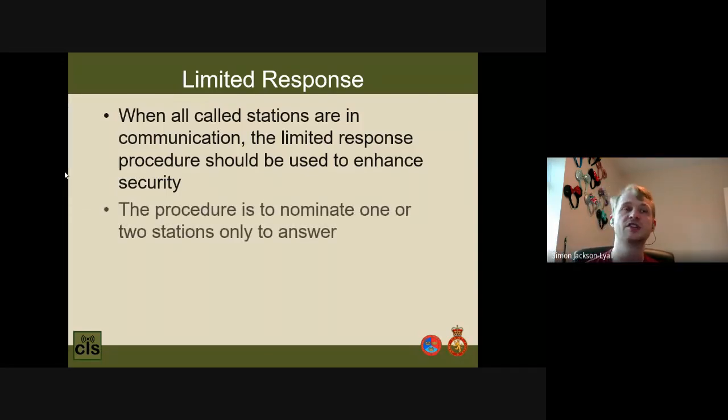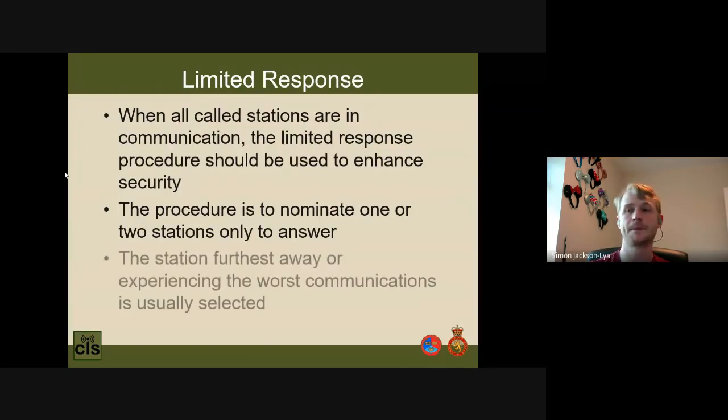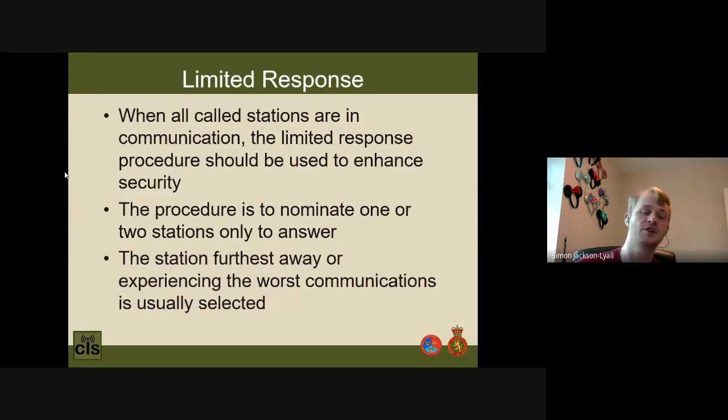So what we could do is just nominate 1 or 2 stations only to answer. If we want to give a message to a group of people, then we might just nominate a couple of stations to answer. And normally you would choose the station furthest away, or the ones experiencing the worst communications. So the ones that are in difficult conditions, or the ones that are furthest away from you, because they're the ones that are least likely to actually receive it. So you want to make sure that they've got it.